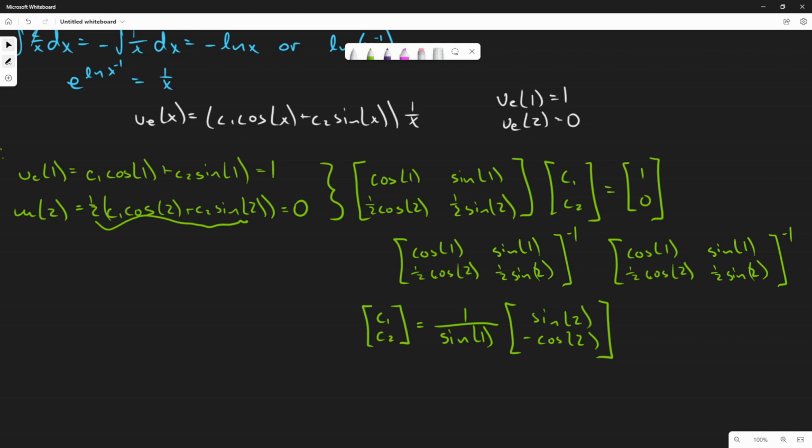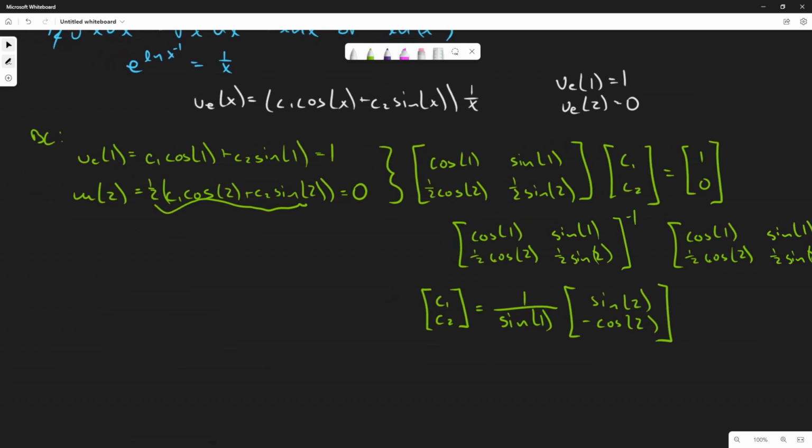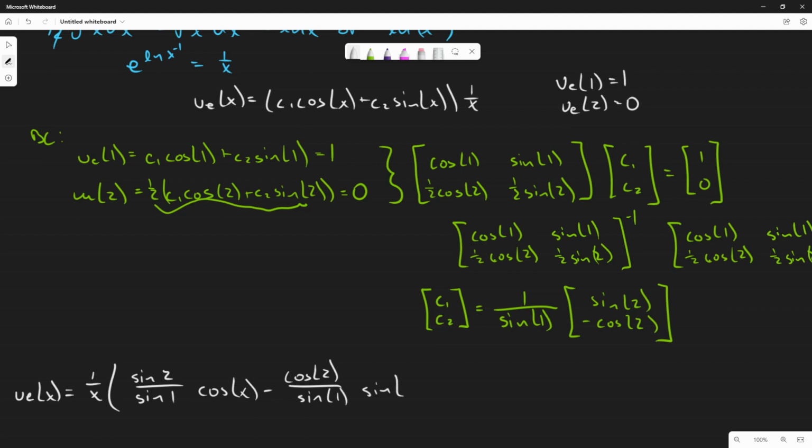And so when we plug it into our final solution, our actual time independent solution, u e of x, will be equal to 1 over x all multiplied by sine of 2 over sine of 1 times cosine of x, minus, because of the negative, cosine of 2 over sine of 1 times sine of x, and that is our time independent solution.